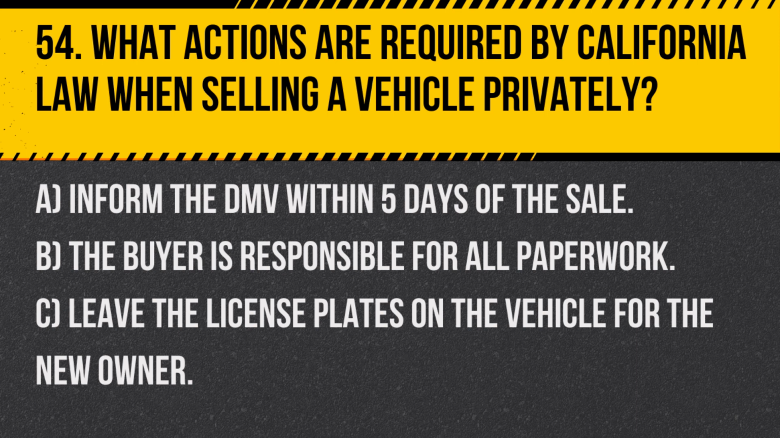Question 54. What actions are required by California law when selling a vehicle privately? A. Inform the DMV within 5 days of the sale. B. The buyer is responsible for all paperwork. C. Leave the license plates on the vehicle for the new owner.